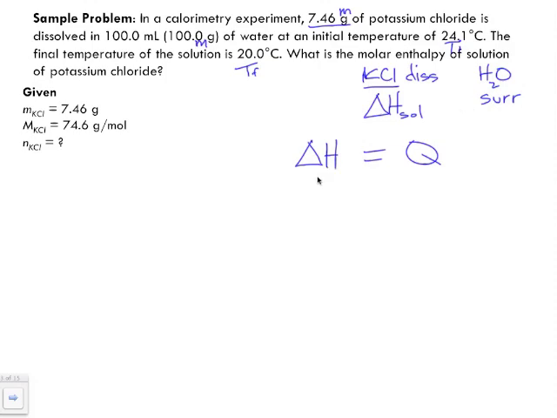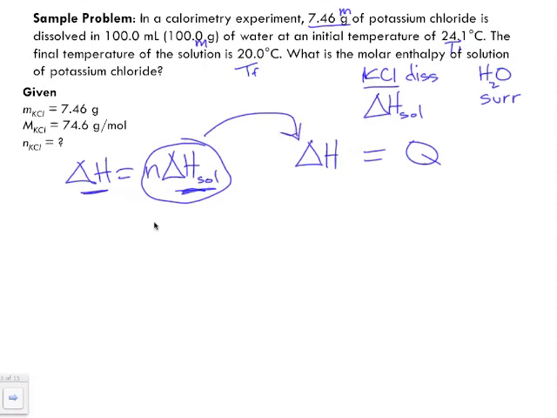Now, however, this delta H we know is equivalent to N times delta H of whatever the reaction is, which happens to be a solution. So what we need to do is find the molar enthalpy of this actual solution. So we're going to substitute this here into this equation, because we can actually find N using the mass and the molar mass. So think stoichiometry, and trying to calculate the number of moles.